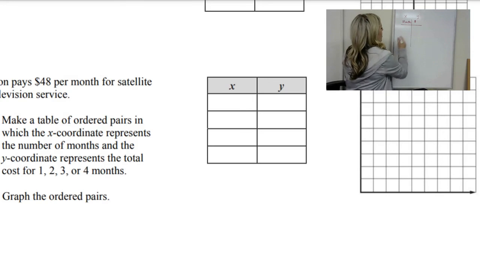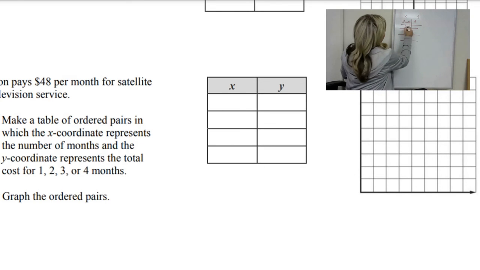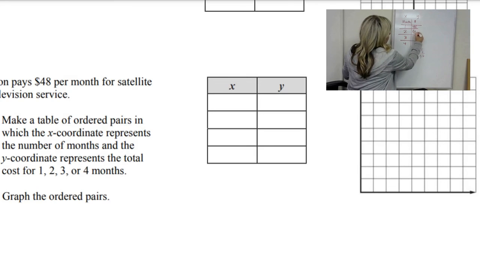So our cost is a function of how many months we do. So it said 1, 2, 3, 4. So we have, it's $48 a month. And then 48 times 2, you can use your calculator. 96. It's faster for me to just do this. 48 times 3 is 144. And then 48 times 4 is 192. Okay.